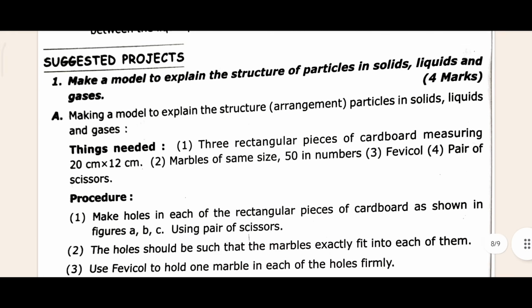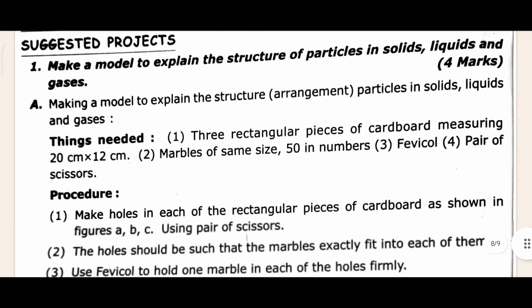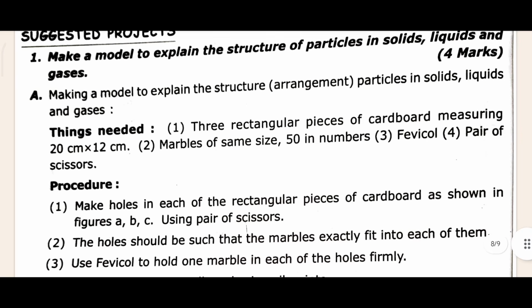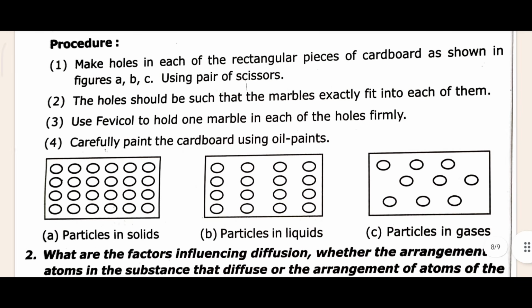And then after that is the suggested project work. Okay, so a project work is given here, suggested project work. After it the first one is given. Okay, the first question is: make a model of the structure of particles in solid, liquid and gases, and making a model with examples of a structure and things needed. And if it is complete, then come here, the procedure is also given, what is in it. Okay now, so this is the procedure. So I think this is easy for you.